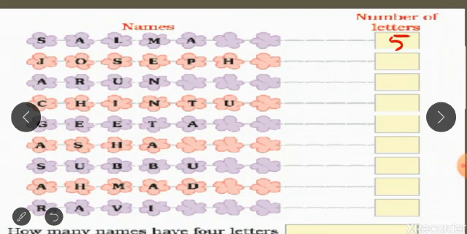And the next, second name, is Joseph. JOSEPH. That is 6 in number. And next, Arun. Arun has only 4 letters, so you just write here 4. And next, Chintu, CHINTU. That is totally 6 letters.